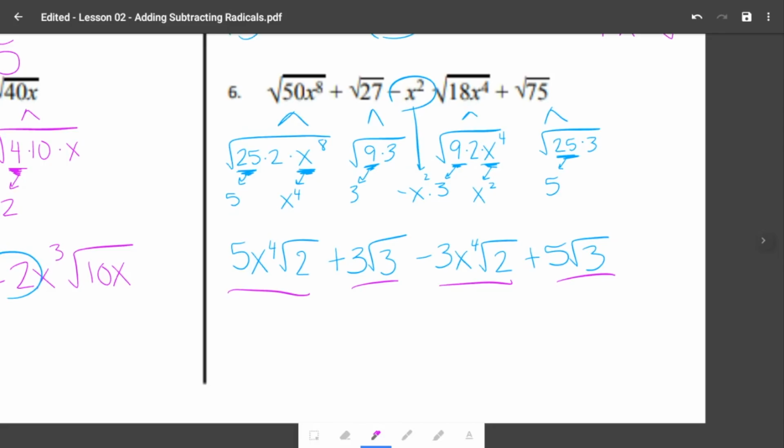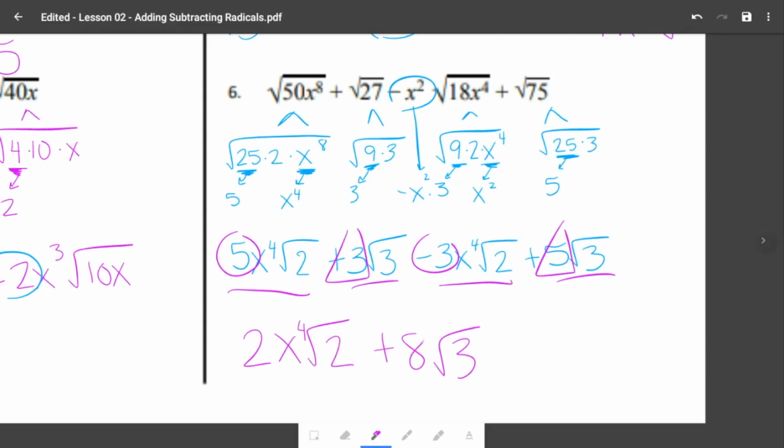Notice not all the radicals are the same. You can only combine like terms. So starting with the x to the 4th radical 2's, we do 5 minus 3, we get 2. And then the radical 3's, we are doing 3 plus 5, we get 8. There is your final answer. Unfortunately, if they're not the same radical, we cannot combine any more than that.